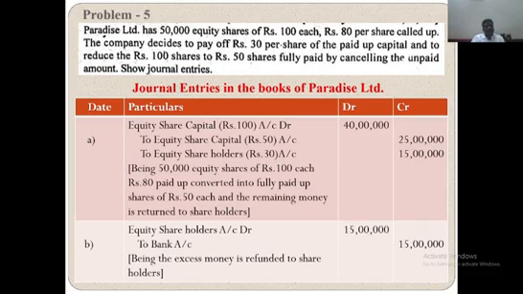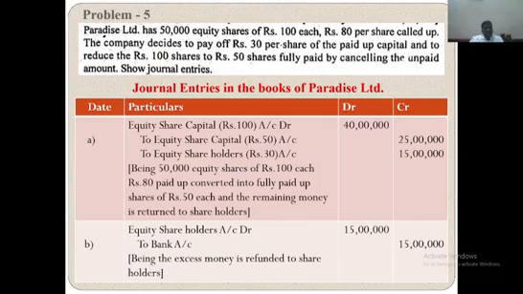Problem number 5. Paradise Limited has 50,000 equity shares of rupees 100 each, rupees 80 per share called up. The company decided to pay rupees 30 per share of paid up capital and reduce the 100 shares to 50 shares fully paid by cancelling the unpaid amount.